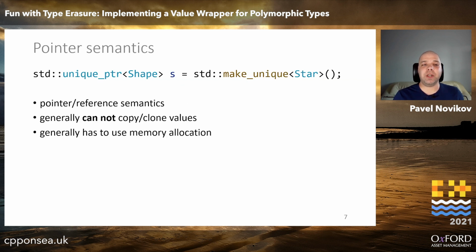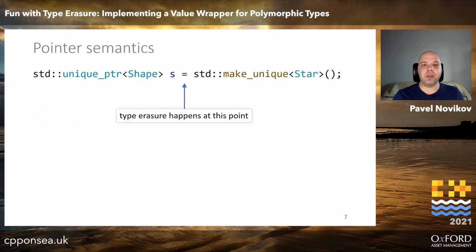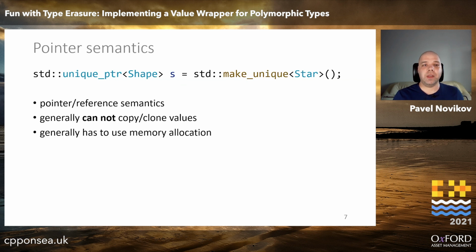So in this application, we have pointer or reference semantics. We cannot generally copy or clone values. So we cannot make a clone of some existing value that we hold by pointer to base class. And generally, we have to use memory allocation, because we have to have an object on the heap, so it doesn't get destroyed when we get out of the scope of the current stack or whatever.